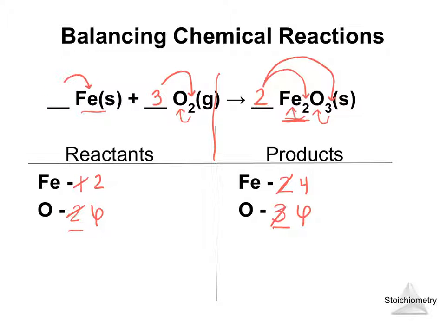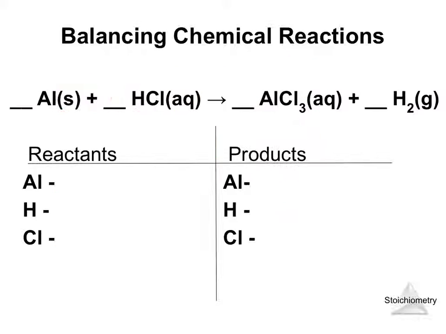Okay, so I'm erasing the whole thing, and I'm changing it to a 4. And then I'm going to recount. 4 times 1 gives me 4. So now I've got 4 iron on both sides, 6 oxygen on both sides. I'm balanced. Okay, let's try another one.